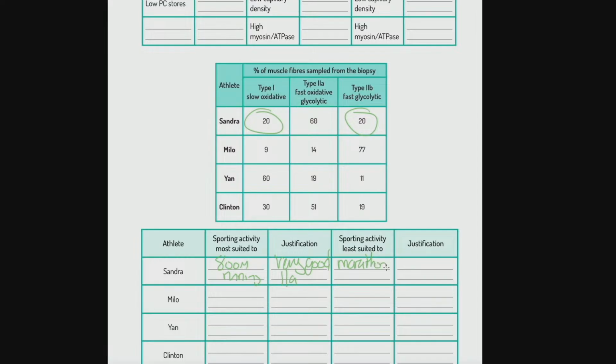I could have also said a 100-meter sprint. Why? Because she's got relatively low levels of slow oxidative fibres just here. Okay, so that gives us our kind of consideration there.